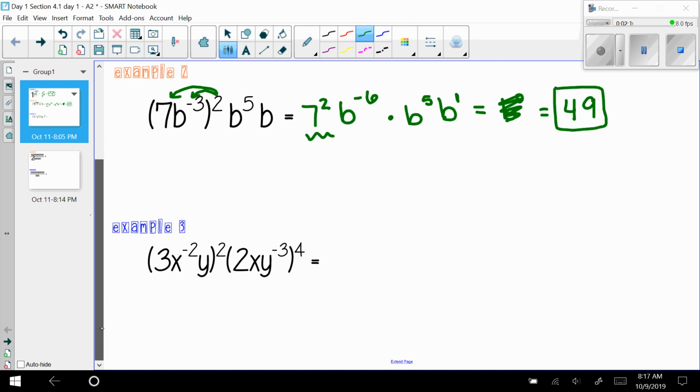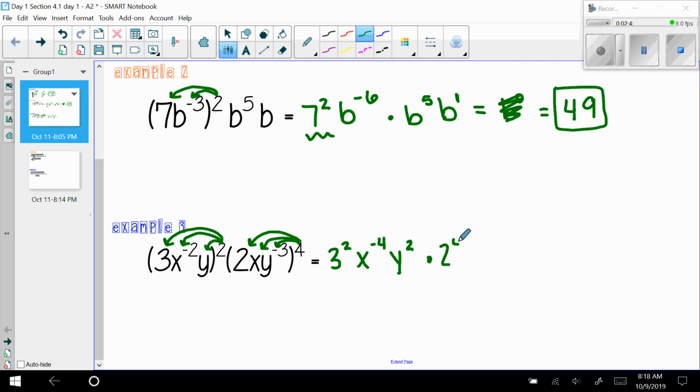Okay, let's try this next one. Again, I see some exponents out here. The first thing I usually always do is distribute, just to go ahead and simplify it a little bit. So make sure we distribute it to everything that is in my parentheses. So we have 3 squared, x to the, we're multiplying, so that would be negative 4, and y to the 2nd. Times, when I distribute my 4 to that exponent, I get 2 to the 4th, x to the 4th, and y to the negative 12th.